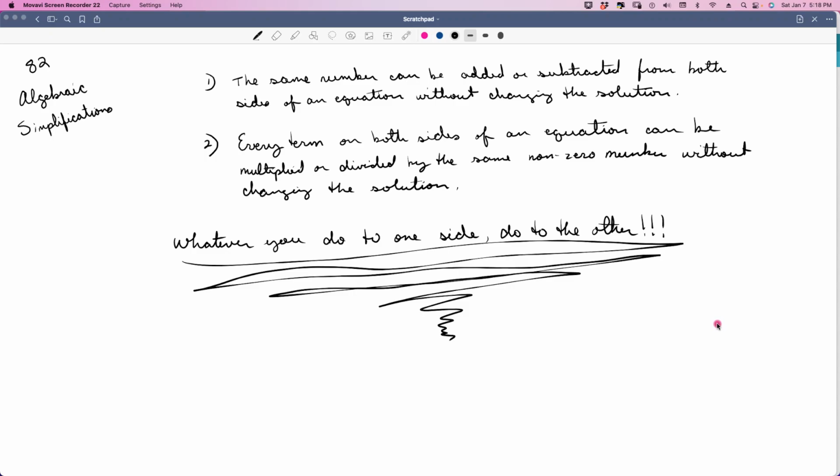Welcome to Lesson 82, Algebraic Simplifications. So, there are 3 rules of algebra that stand above all the rest of them. 2 of the rules cannot be used unless an equal sign is present, and that's the first 2. And that is basically, it boils down to our rule, whatever you do to one side, do to the other.